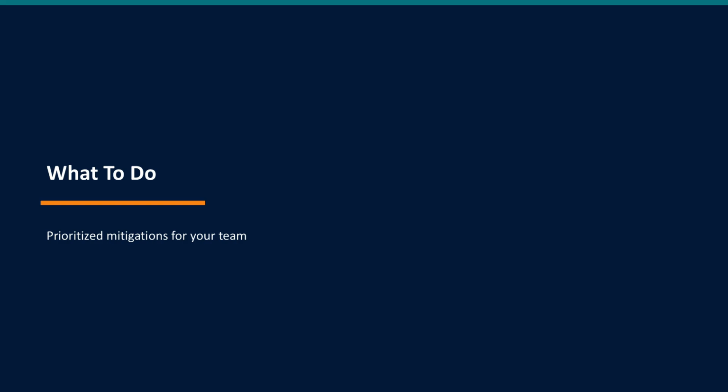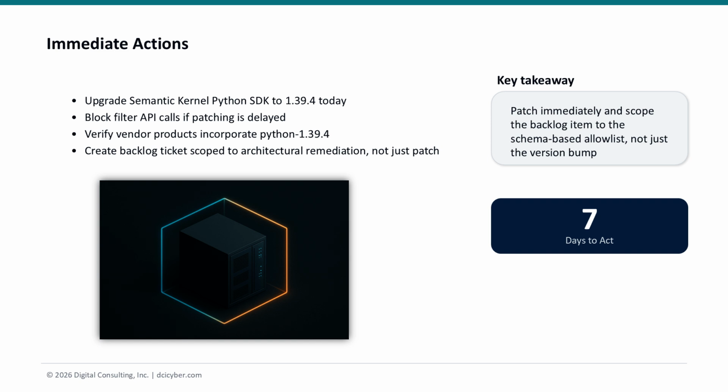So, you've seen the design failure. Now the question is, what do you do Monday morning? We've broken this into 3 tiers, and the first one has a 7-day clock. Immediate actions within the next 7 days. Upgrade the Semantic Kernel Python SDK to 1.39.4 across all environments today. If any environment cannot be patched immediately, block or require explicit authorization for API calls carrying filter expression parameters to InMemoryVectorStore endpoints. If you consume Semantic Kernel through a third-party vendor product, verify with your vendor that their release incorporates Python 1.39.4 or later. Don't assume it, confirm it.